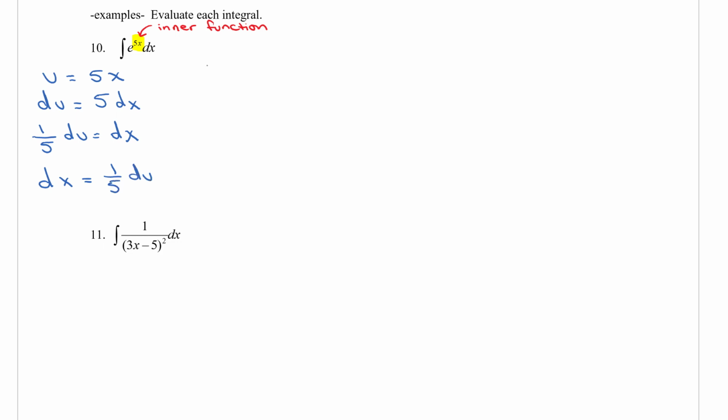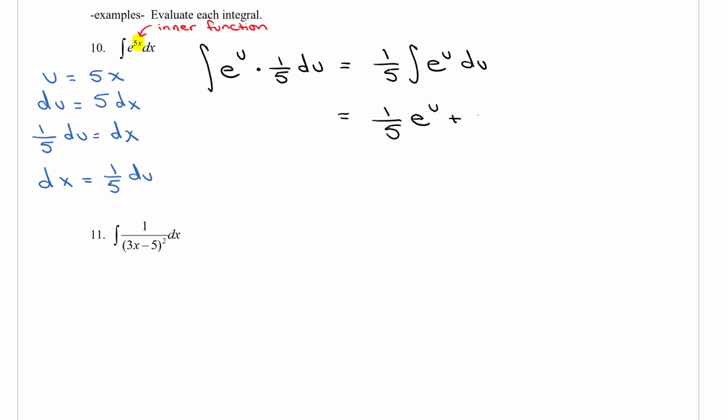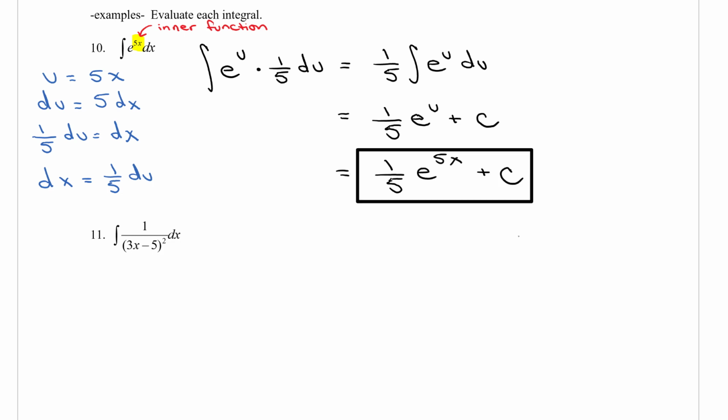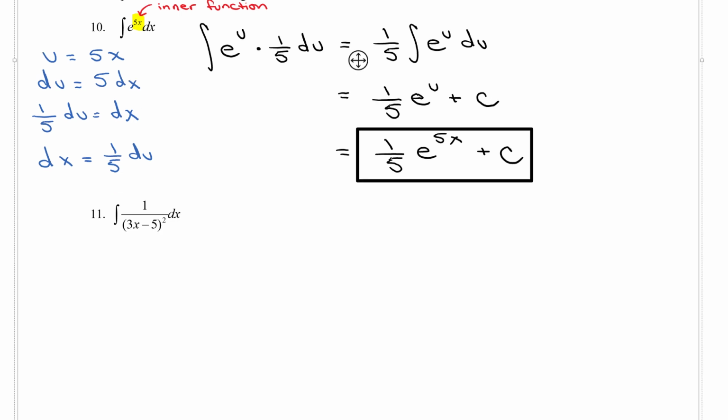I'm going to replace that dx with a 1/5 du. So now we are going to have the integral of e to the u power times 1/5 du. Now we can integrate this. I'm going to factor out the 1/5 in front of the integral sign, and then we're going to have the integral of e raised to the u power du. So this will be 1/5 times e raised to the u power plus c. Now I can replace the u with 5x. So that'll be equal to 1/5 e raised to the 5x power plus c, and I'm going to box that in, and we're done for that problem.